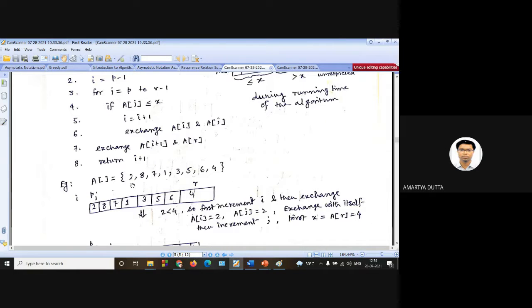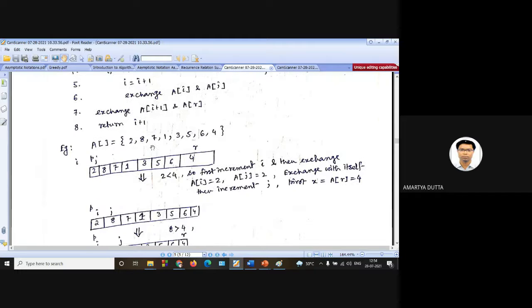So I am using the array 2, 8, 7, 1, 3, 5, 6, 4. Okay, so this is your array. Now, the first index is P, the last index is R, right? Now, I is equal to P minus 1. That's why I is drawn here, out of bounds. And J runs from P to R minus 1. This is your J.